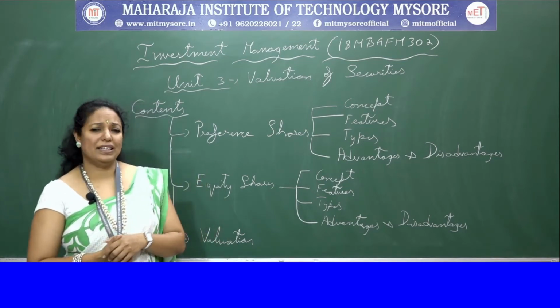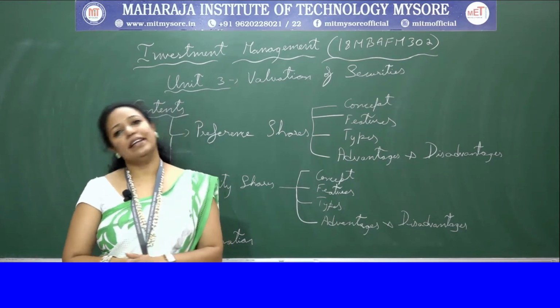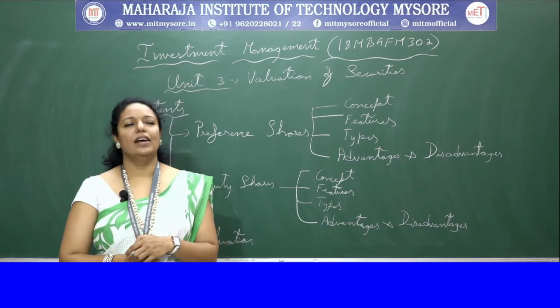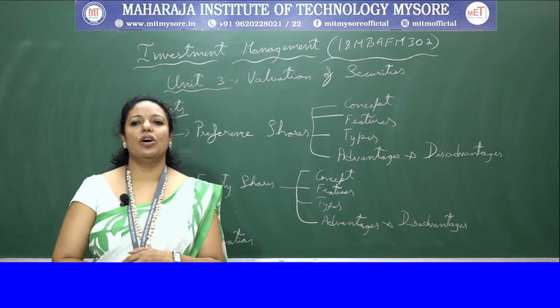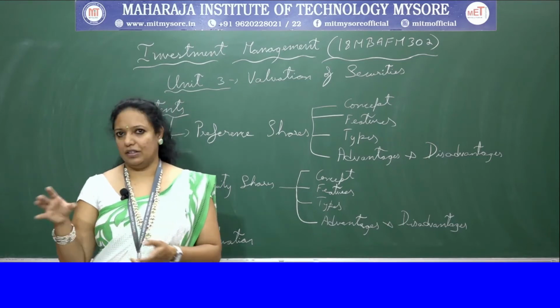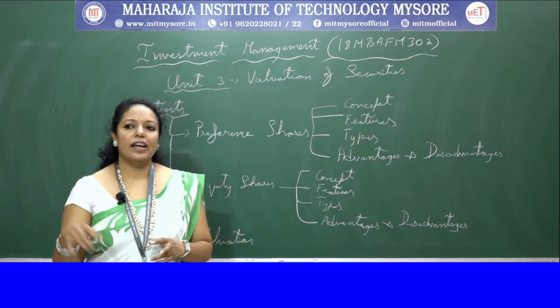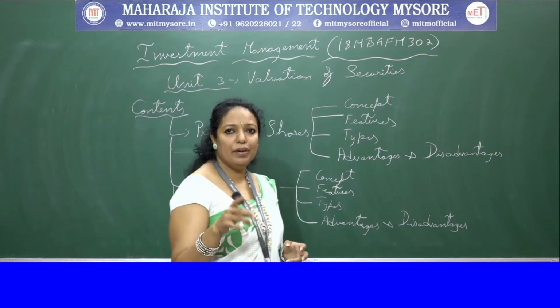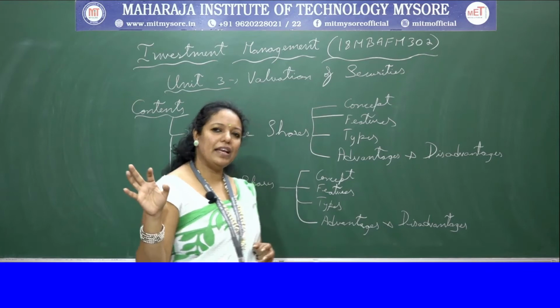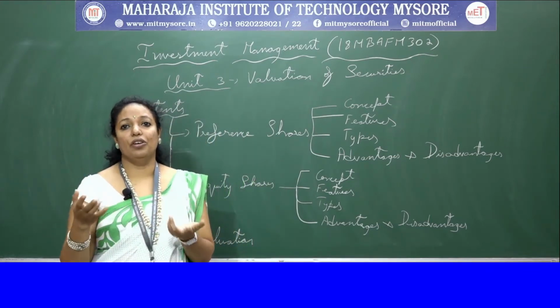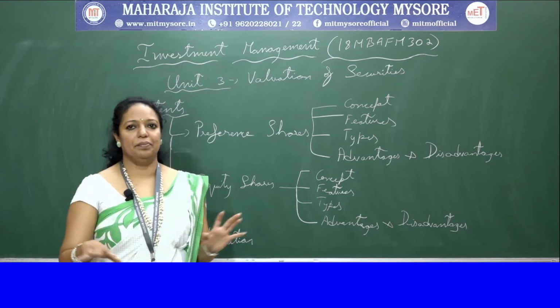Based on redeemability, there are two types: redeemable preference shares and non-redeemable preference shares. In redeemable preference shares, normally it is repaid after a fixed period, a fixed term. Here the shares can be redeemed or repaid after any fixed period, and before that only the company can redeem.